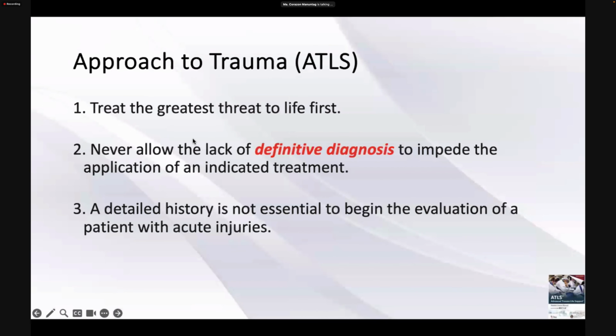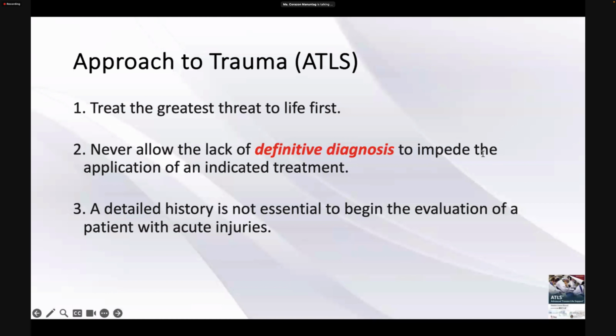So this is the approach to trauma according to your ATLS. We have to treat the greatest threat to life first. And we do this using the prioritization set by your ATLS. Never allow the lack of definitive diagnosis to impede the application of an indicated treatment. We always fight in the ER, in emergency medicine, because you don't have a diagnosis yet. But actually, in trauma, we don't need it.